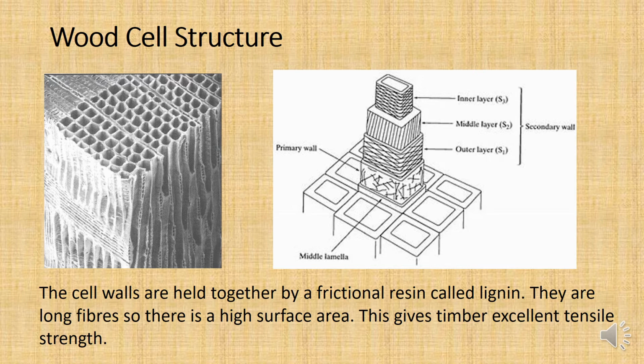So you have a big tall tree going from down to up. These cells are arranged down to up. If you're pulling in a different direction, then it's going to have very weak tensile strength.